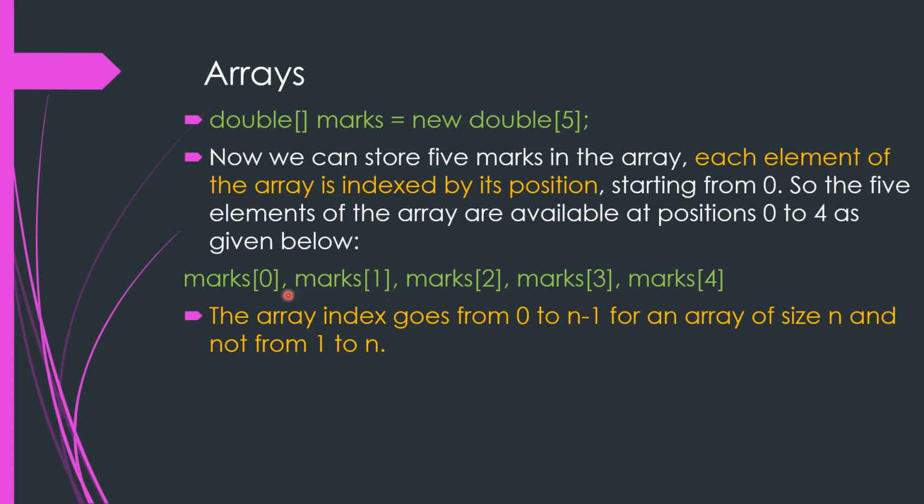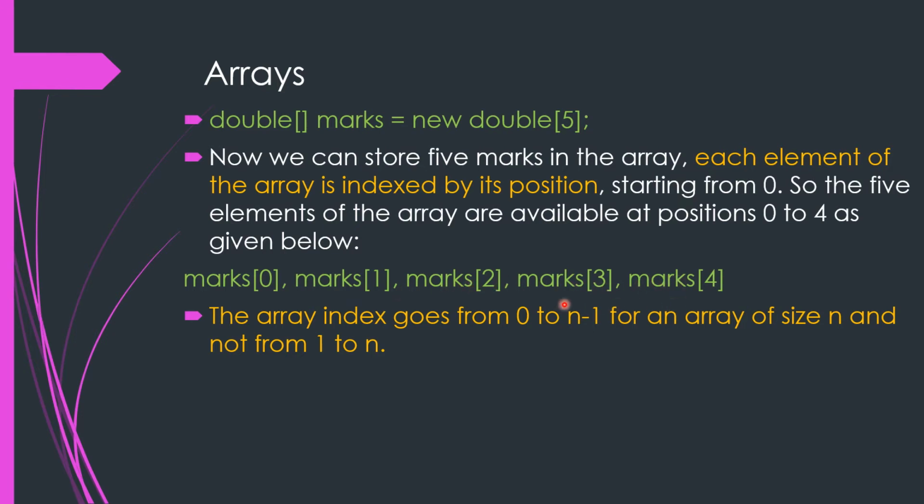So from where will we start? We will never start from 1. Please remember that. We will never start from 1. We will always start from 0. And till where will we continue? We will continue to the value n minus 1 for an array of size n. For example, here the size of our array was 5, which means n is equal to 5. So what will be the value of the position? It will be from 0 to n minus 1. N minus 1 means 5 minus 1, which is 4. So the positions will be 0 to 4, meaning marks 0, marks 1, marks 2, marks 3 and marks 4.